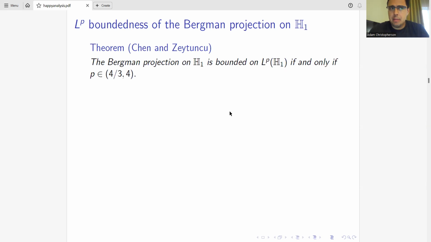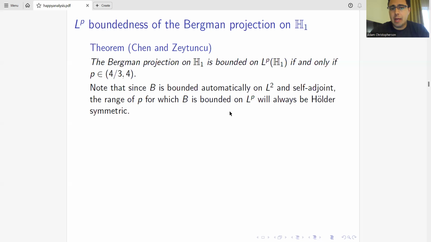Now, authors in about the early 2010s did study the L^p mapping properties of the Bergman projection on H1, and this is due to Liwei Chen and Eunice Ntuchu. They found that the Bergman projection is bounded on L^p if and only if p lies between 4/3 and 4, exclusive. Now, you note that the Bergman projection is bounded automatically on L2. It's also self-adjoint, so the range of L^p boundedness will always be Hölder symmetric. So 3/4 plus 1/4 is 1. It'll also always be centered at p equals 2.